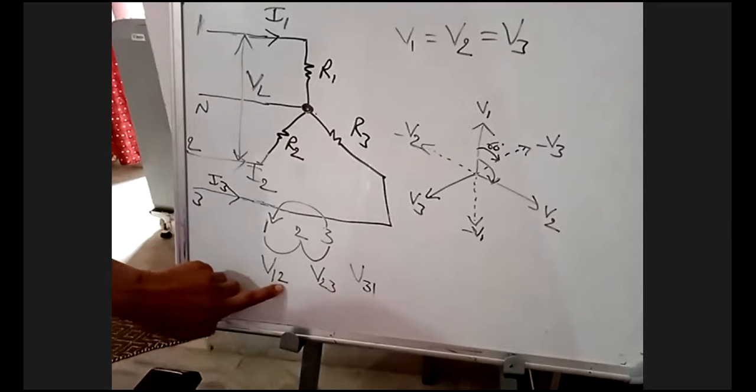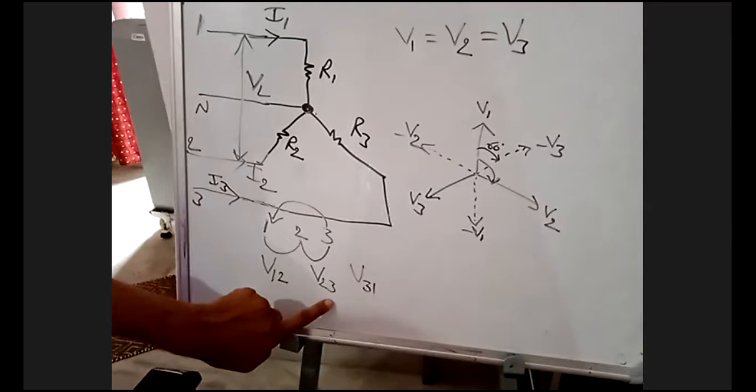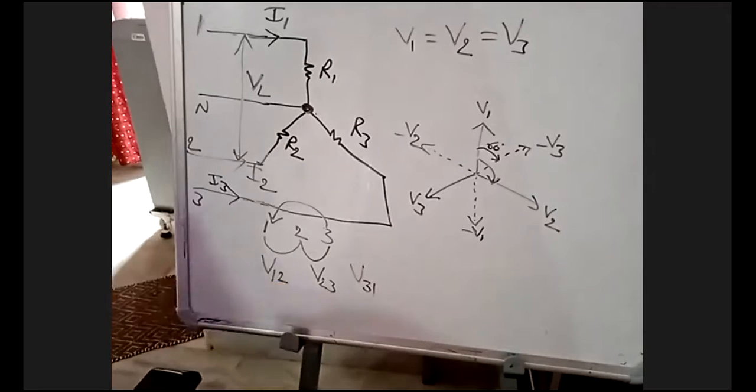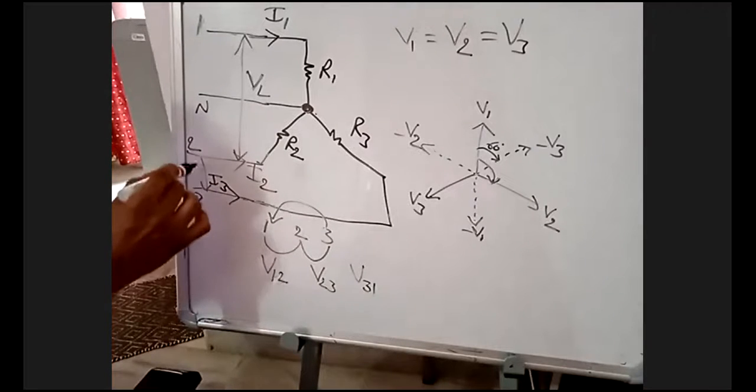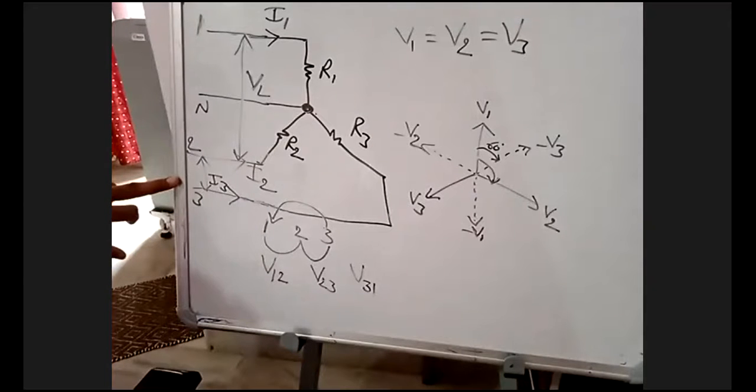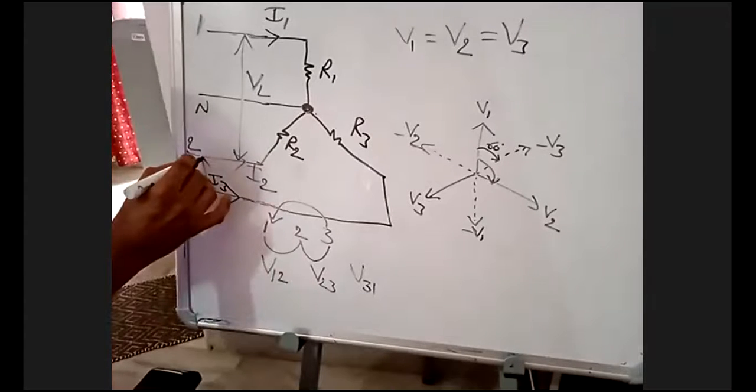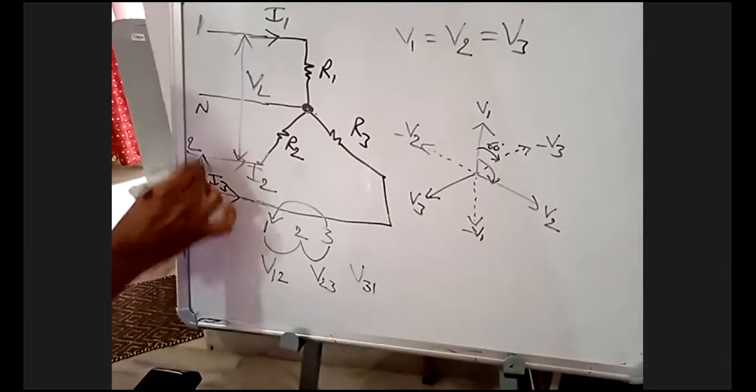Current flows from 1 to 2, from 2 to 3, and from 3 to 1. These are positive line voltages. What is V23? In between 2 and 3. See here, this is the line voltage in between 2 and 3.